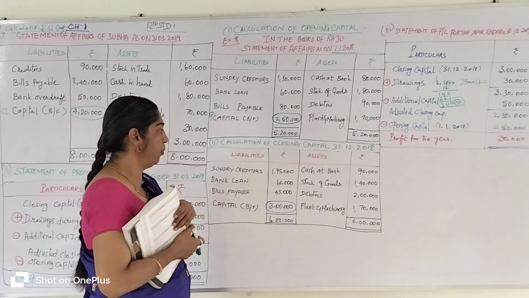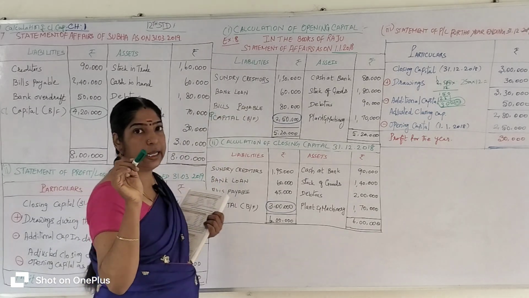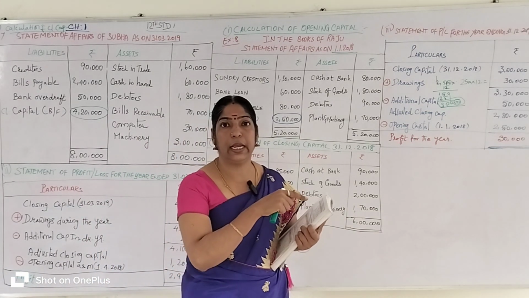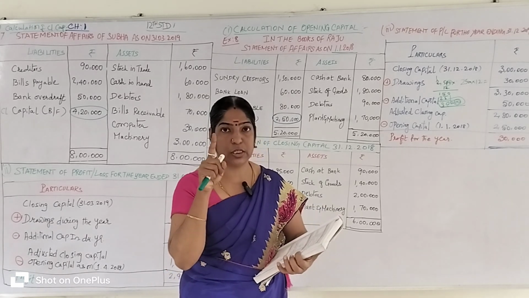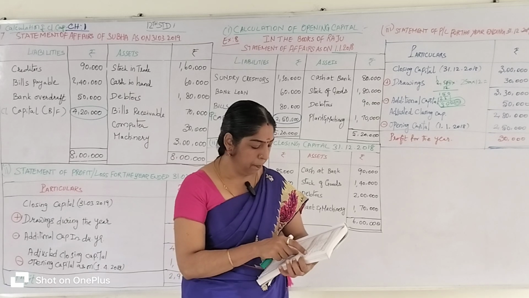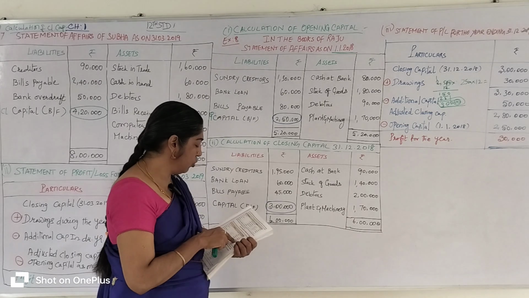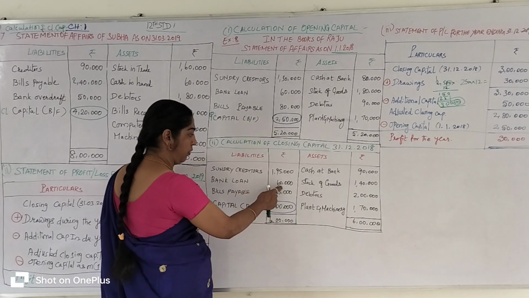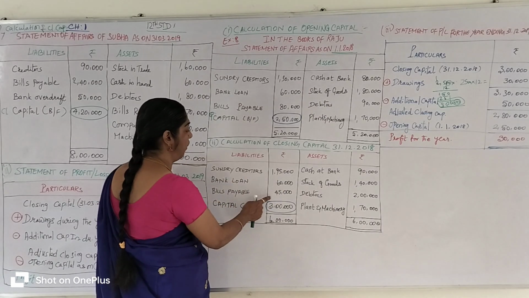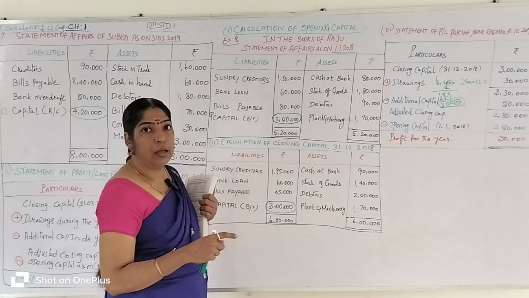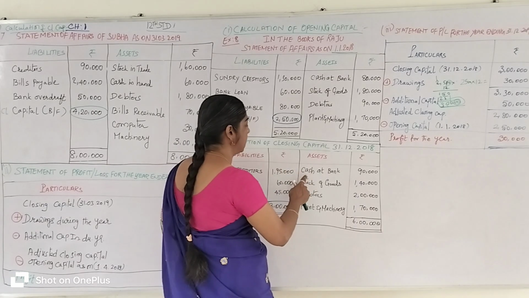Liabilities rupees and asset rupees. Liability items are sundry creditors 1,95,000. Listen carefully to what you are going to enter here: the closing accounting period, which means the second accounting period, 31/12/2018. Sundry creditors 1,95,000 rupees and bank loan as on 31/12/2018 is 60,000 rupees. Bills payable taken from the end of the accounting period 45,000. Okay, then come to the asset side.